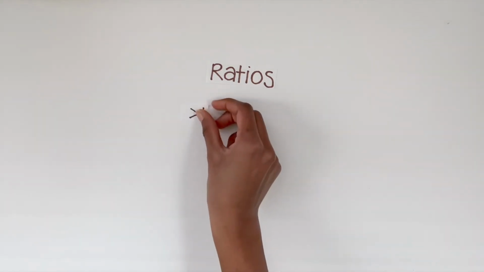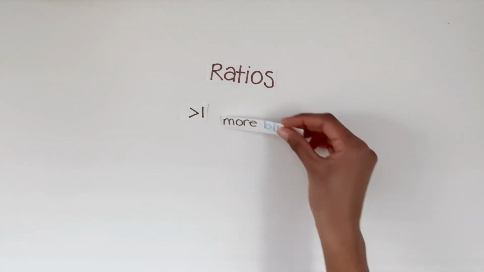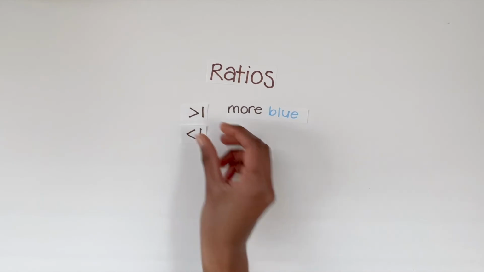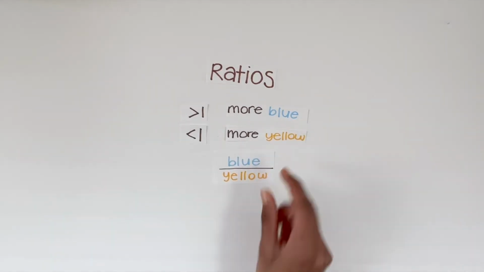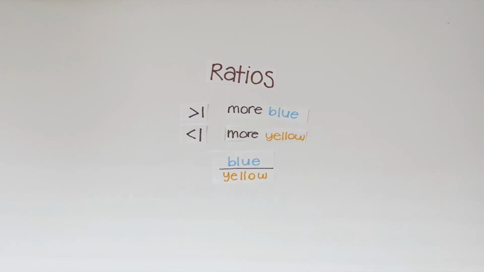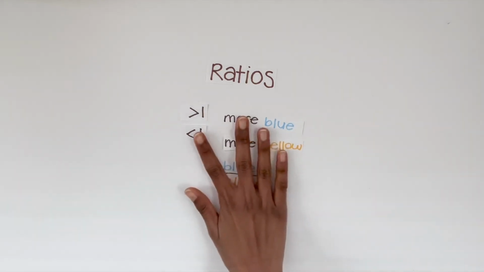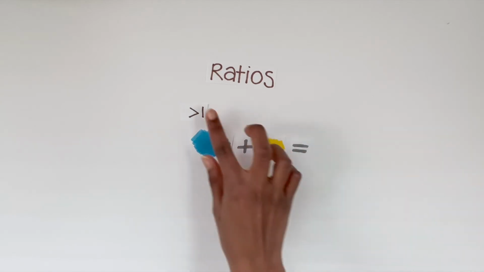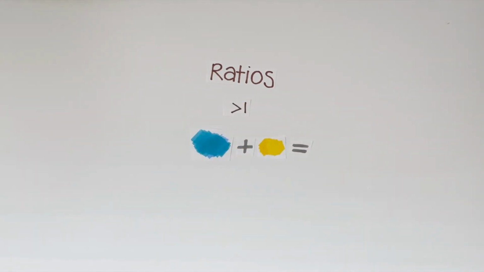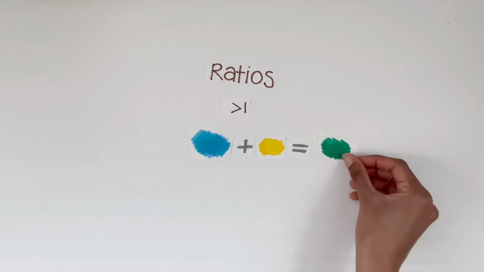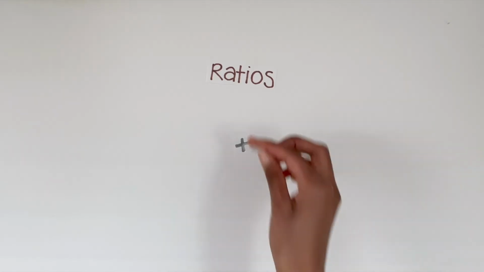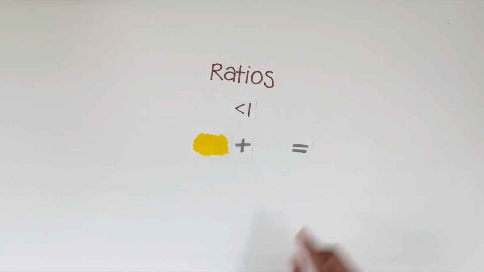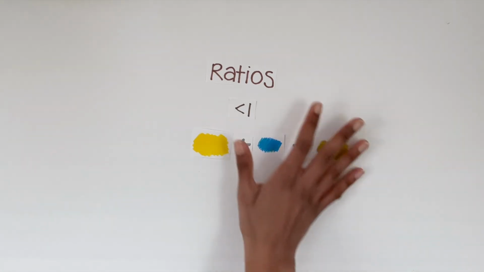From this, we can tell that the ratio will be greater than 1 whenever there's more blue and less than 1 whenever there's more yellow. Keep in mind though, this is only true because of the way we set up our ratio, with blue being the numerator and yellow being the denominator. What happens when I mix more blue than yellow? In other words, what happens if the ratio of blue to yellow is greater than 1? The color, instead of being completely green, will become more like teal. And if the ratio is less than 1, meaning that there is more yellow than blue, the color will become more of a yellowish green, also known as chartreuse.